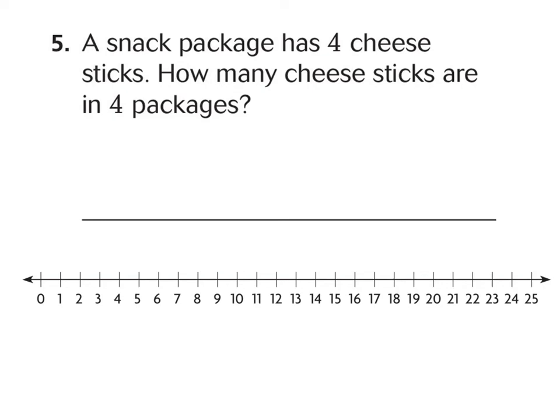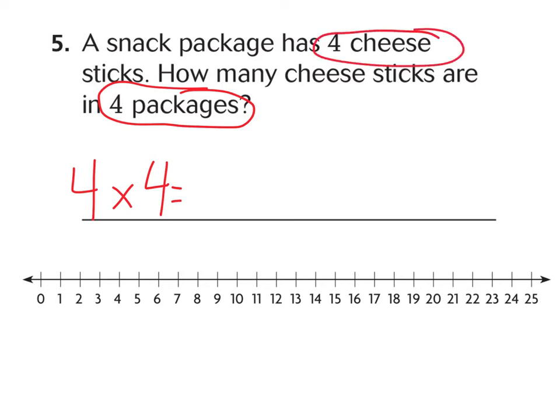And finally, let's take a look at number 5. A snack package has 4 cheese sticks. How many cheese sticks are in 4 packages? Once again, I'm going to use a number line to solve this problem. In this problem, the 4 packages are my groups. So my multiplication sentence is 4 times 4. Because there are 4 groups of 4 cheese sticks. So I will make 4 jumps of 4.